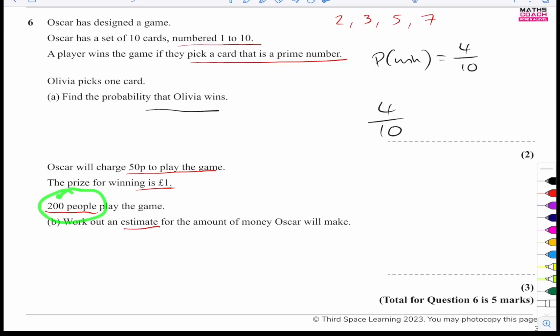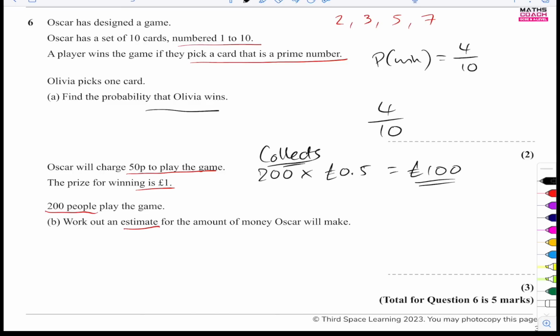If 200 people are playing this game and they each pay 50p, that would be 200 times by 0.5 pounds. Okay, so that's 200 times by half, really, which is 100 pounds. So that's how much money he takes in. Okay, he collects. Let's write this down. He collects that amount.